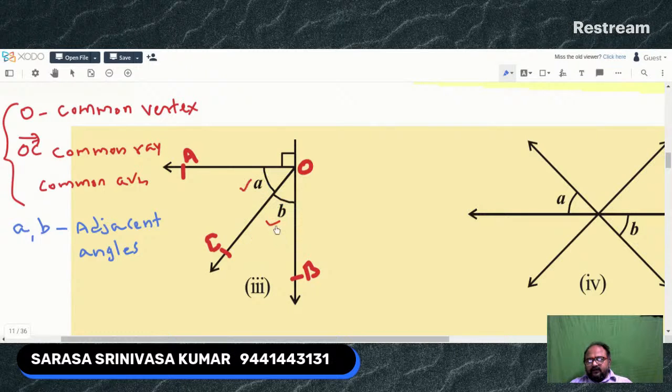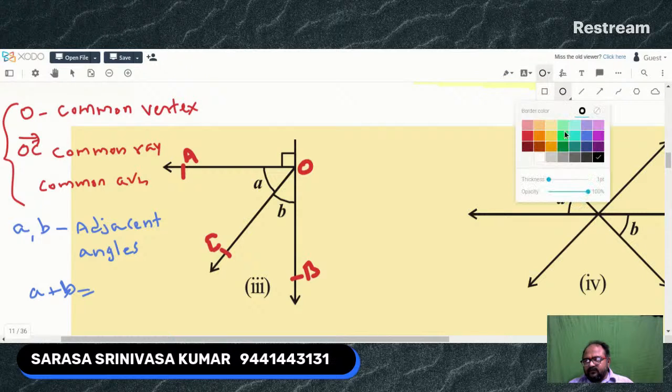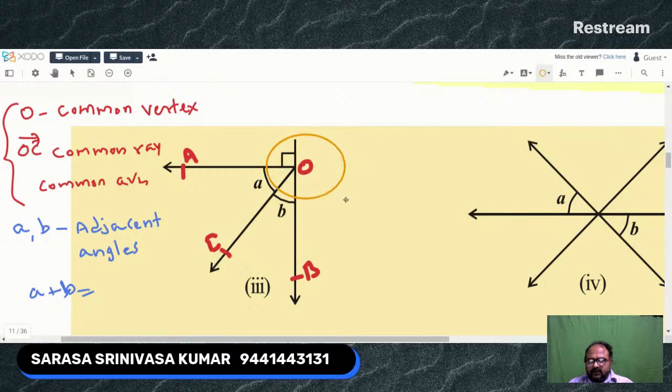What is the sum of the two angles, angle A and angle B? You observe this here in this diagram. They have mentioned here this angle equal to 90 degrees. The other angle is 90 degrees, hence angle A plus angle B must be equal to 90 degrees.